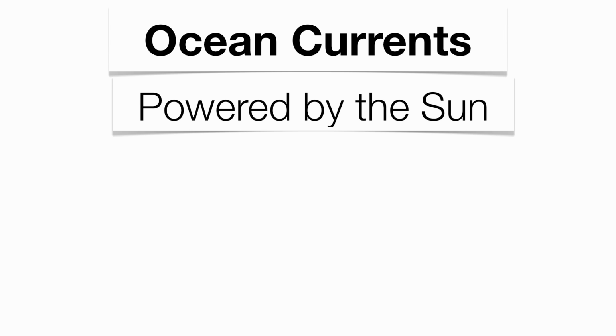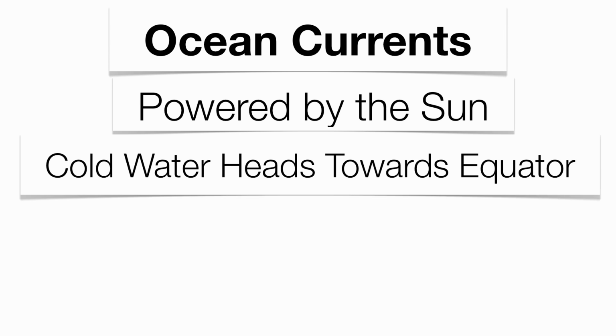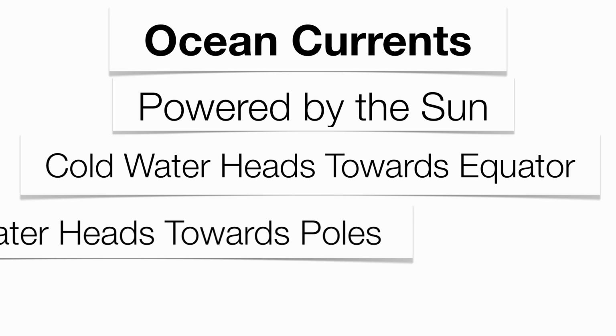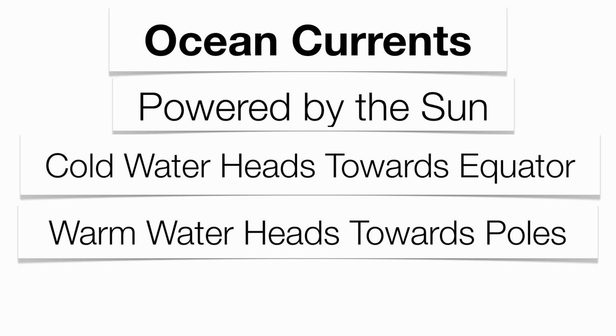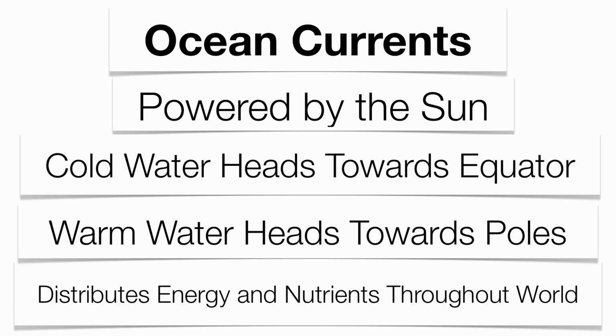Now, our ocean currents are extremely important here because, first off, they're going to be powered by our sun. They're going to help distribute energy across the planet. So ocean currents bring cold water towards the equator, and ocean currents bring warm water from the equator towards the poles. So there's a constant circulation of energy, there's a constant circulation of nutrients throughout the entire planet.